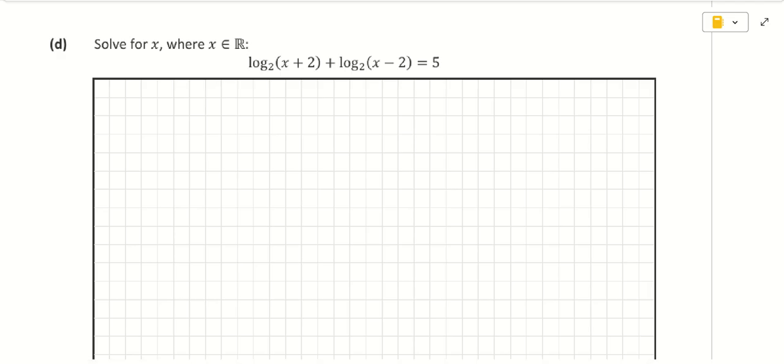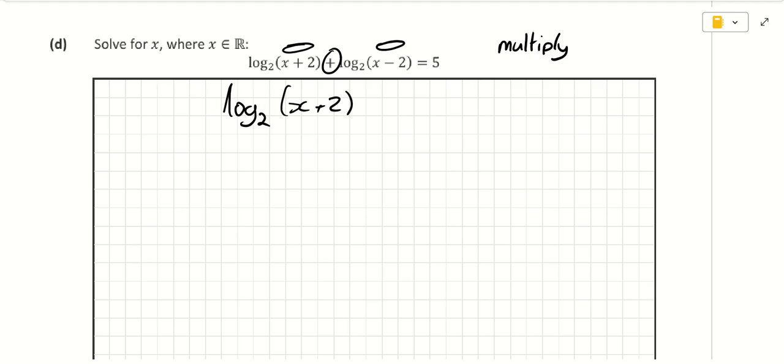Okay, so looking at your formula book, you will see that these have the same base and then different things here, and an add in the middle. So when they're added in the middle, you're going to multiply them. So check your formula books for that. So it'll work out as log 2, and then (x plus 2)(x minus 2) equals 5.